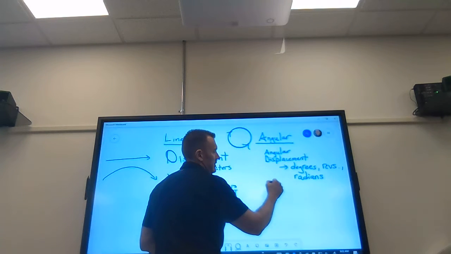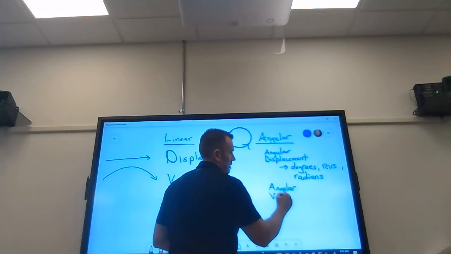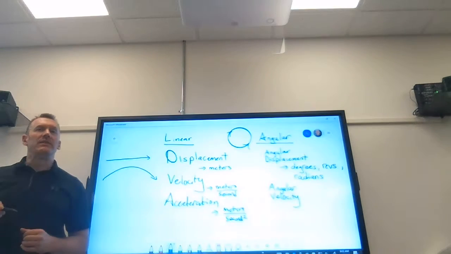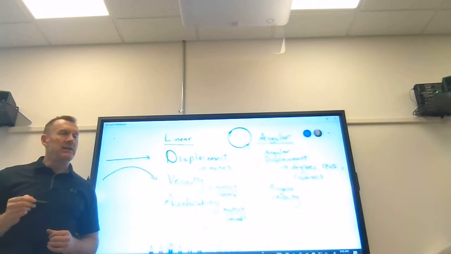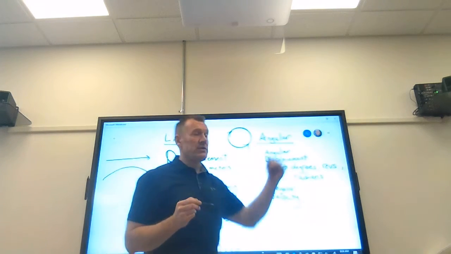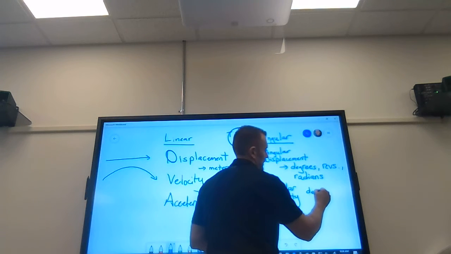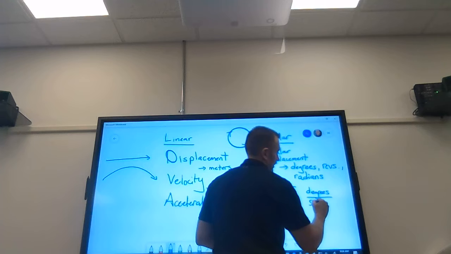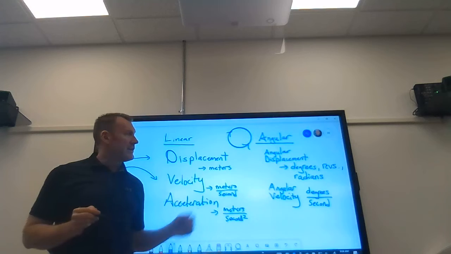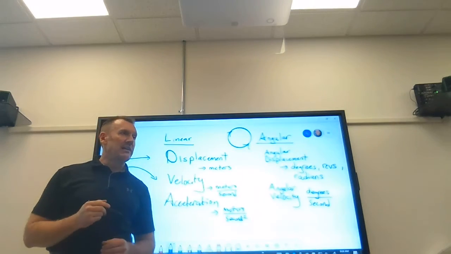The rate of change in angular position would be defined as angular velocity, how fast an object or body is rotating about a central axis. You could take any of these units: degrees per second would be one way of expressing angular velocity, radians per second, revolutions per second.